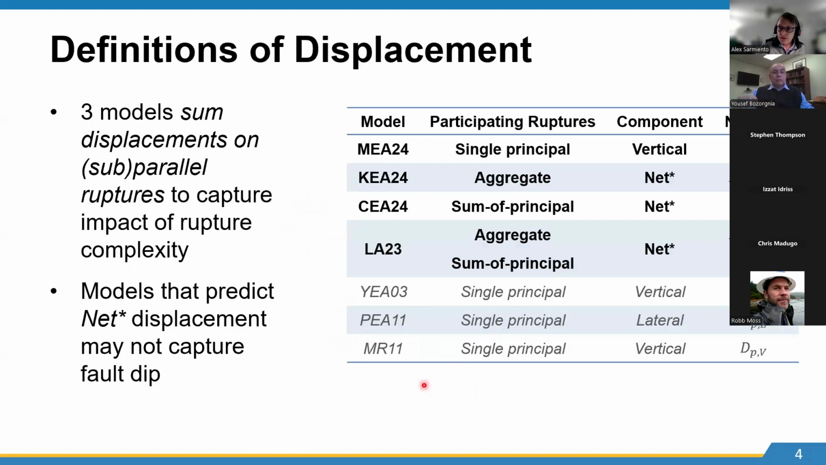And we have also heard over the last couple of days that the models use different definitions of displacement. So this table here on the right summarizes the definitions that are used in each of the models. And Dr. Thompson went over this on Monday, but I want to remind everyone that 3 of the new models sum displacements across parallel ruptures. And which ruptures are involved varies based on the model. And as well, 3 of the new models predict the net component of displacement. We talked about this on Monday as well, that there are some data limitations in this net component that we should try to be cognizant of.